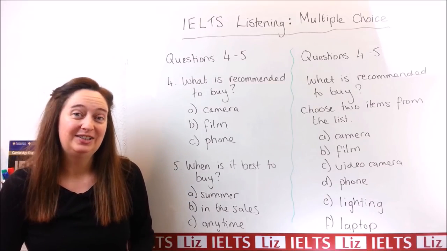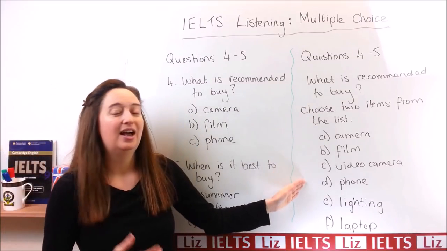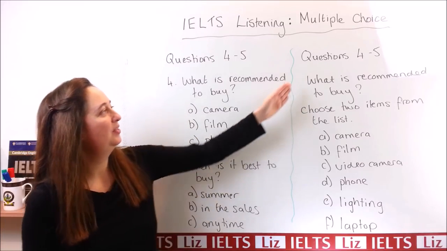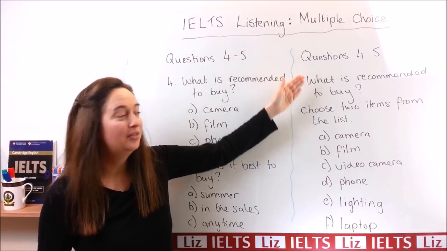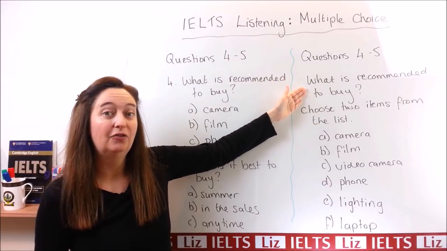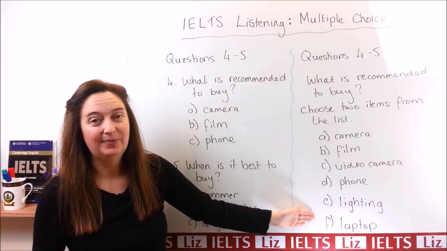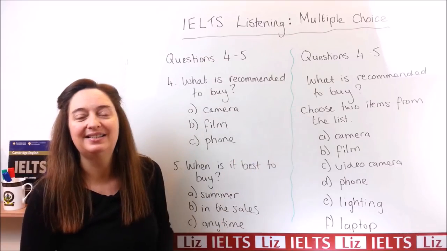But IELTS like to challenge you, and the other type of question is a list selection. Now, with this one, you can see that questions 4 and 5 are together. There's only one question for both of them. And then you have a very long list. And from this list, you need to choose the correct answers.